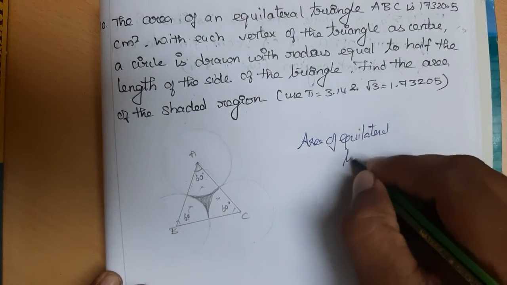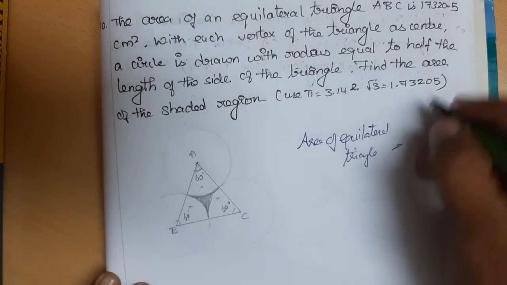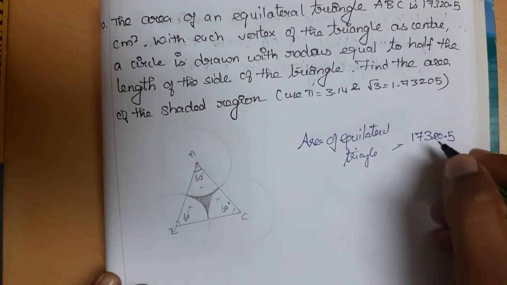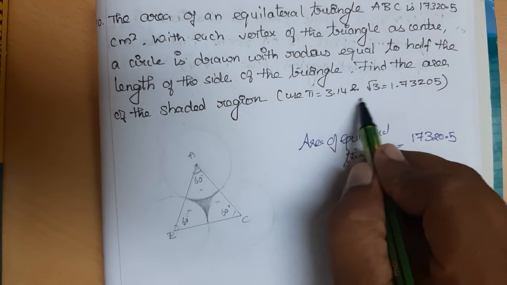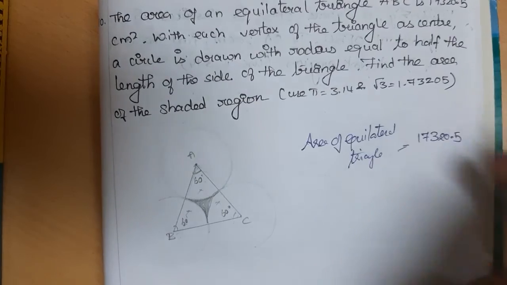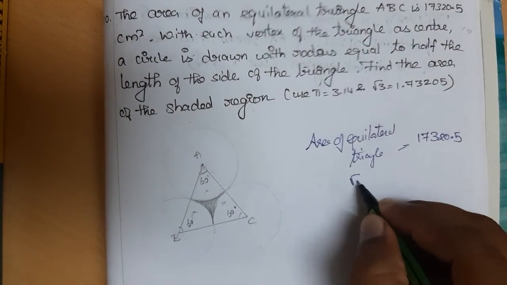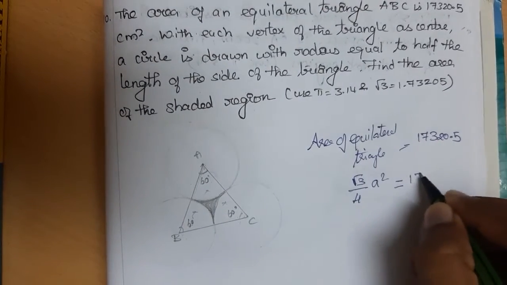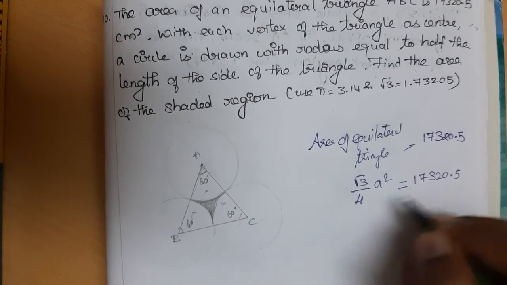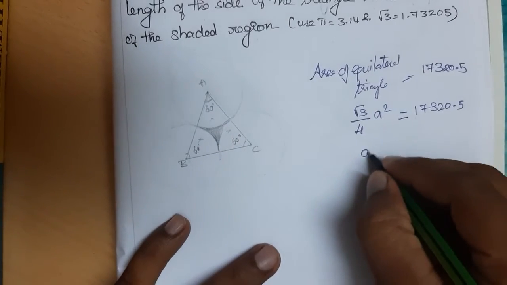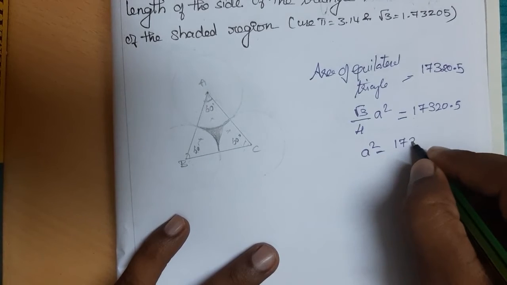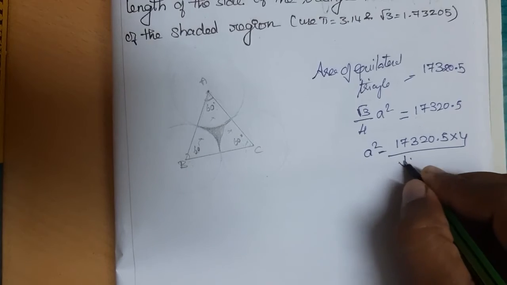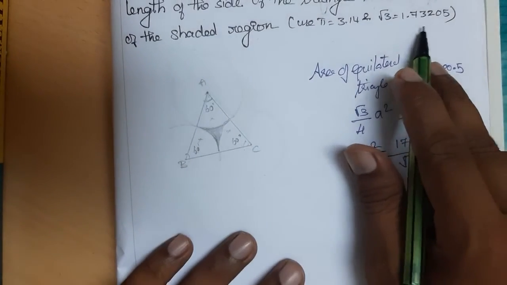So area of equilateral triangle is given as 17,320.5. They said to use the value pi is equal to 3.14 and square root of 3 is equal to 1.73205. So area of the equilateral triangle, we know that square root of 3 by 4 into side squared, and let me take this side as a. So a square is equal to 17,320.5 into 4 divided by square root of 3. So instead of square root of 3 we can substitute this value.